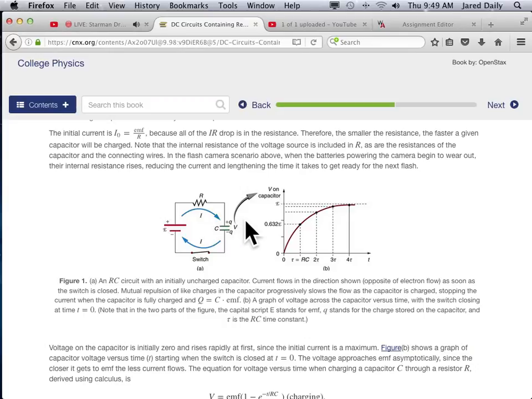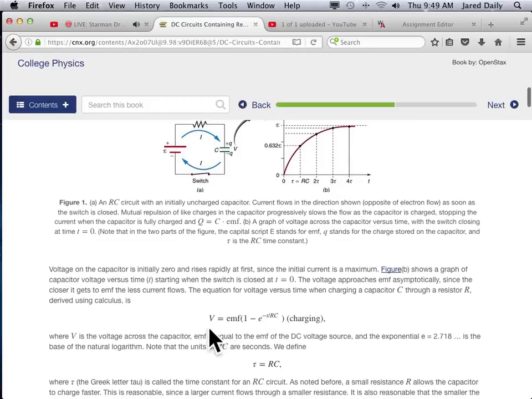Now, the time that it takes to do this is something that we can calculate, because this is a function that is known. Here is the function for a charging capacitor with a resistor in series. The voltage buildup on the capacitor is equal to the EMF of the battery times the quantity 1 minus e to the minus time over resistance times capacitance. The time is measured in seconds, the resistance in ohms, the capacitance in farads. If you plug in the value of the resistor and the capacitor, and however much time you've let go by, then you will know how much voltage is built up on the capacitor.